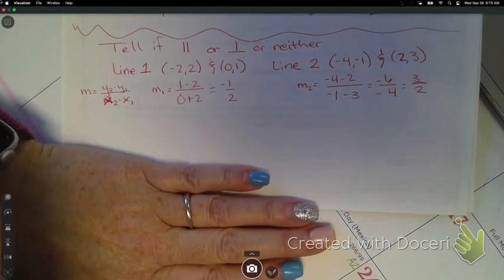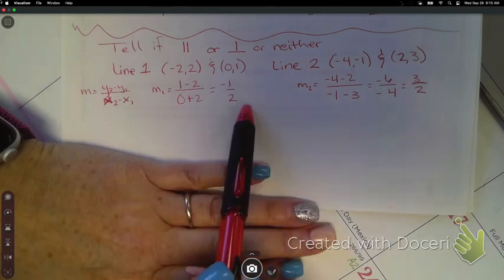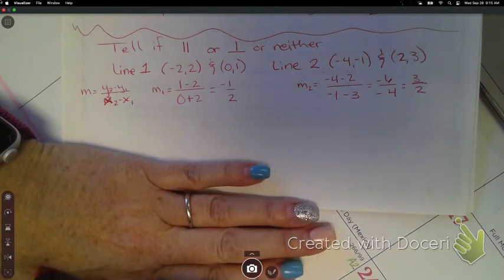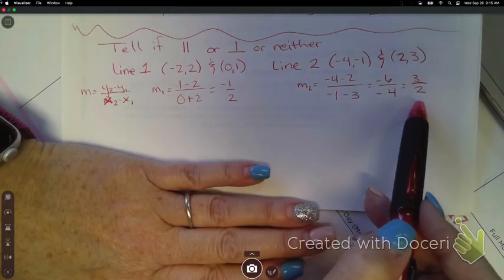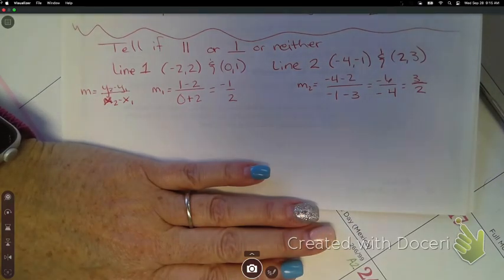So I got negative 1/2. Did you guys get negative 1/2? Yeah. I'm not done yet. It should be positive 3 over 2, because they're both negative. I was talking about the first one. Oh, I did something wrong. I got 4 over 6. Yeah, I got 4 over 6.